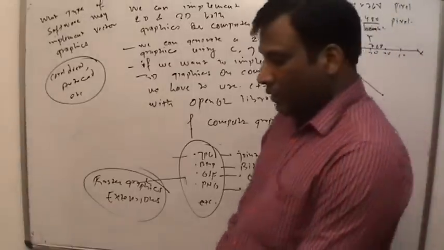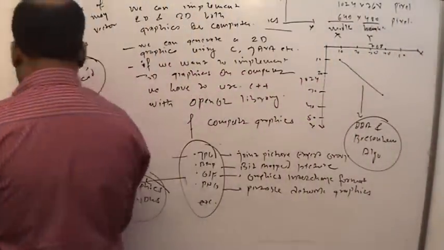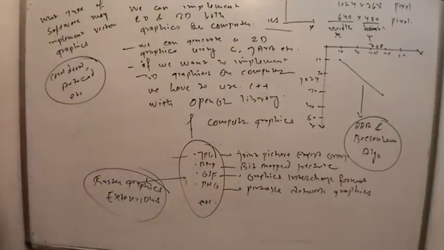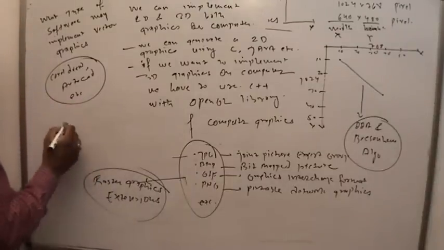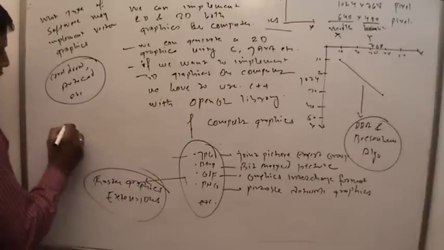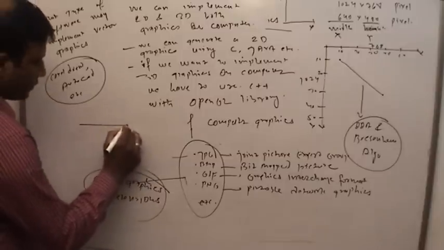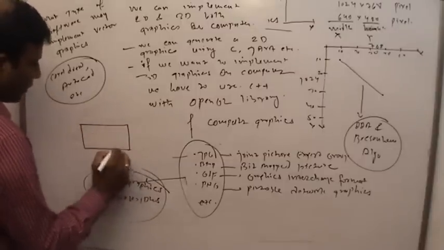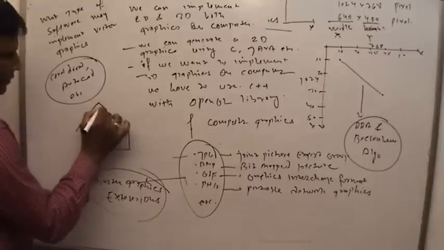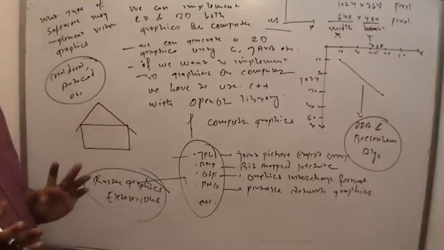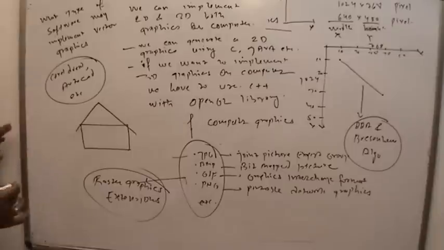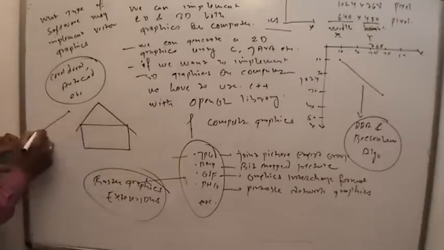In vector graphics, we cannot change the pixels of any location. In vector graphics, if we want to draw a house, it is a combination of objects. Here is one line only. This is the start point, and this is the end point.